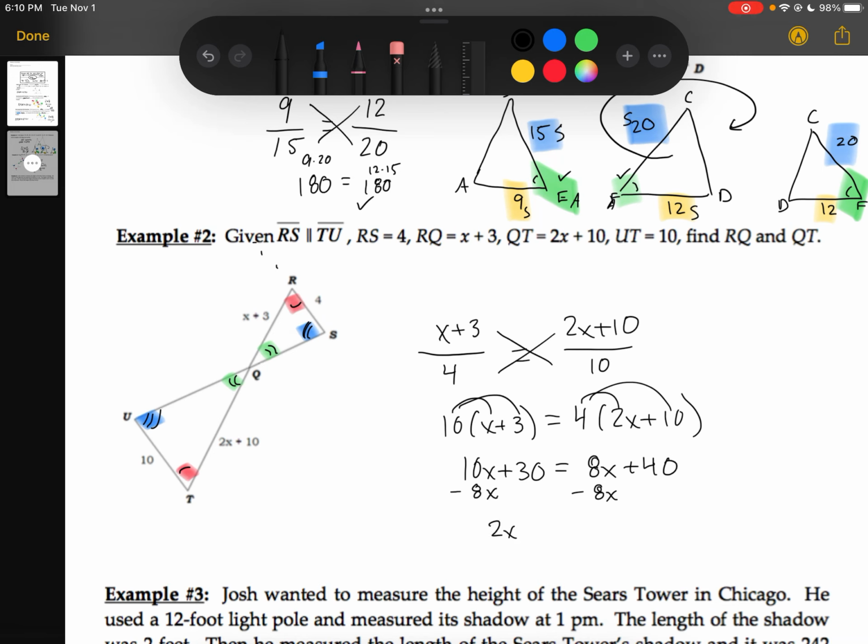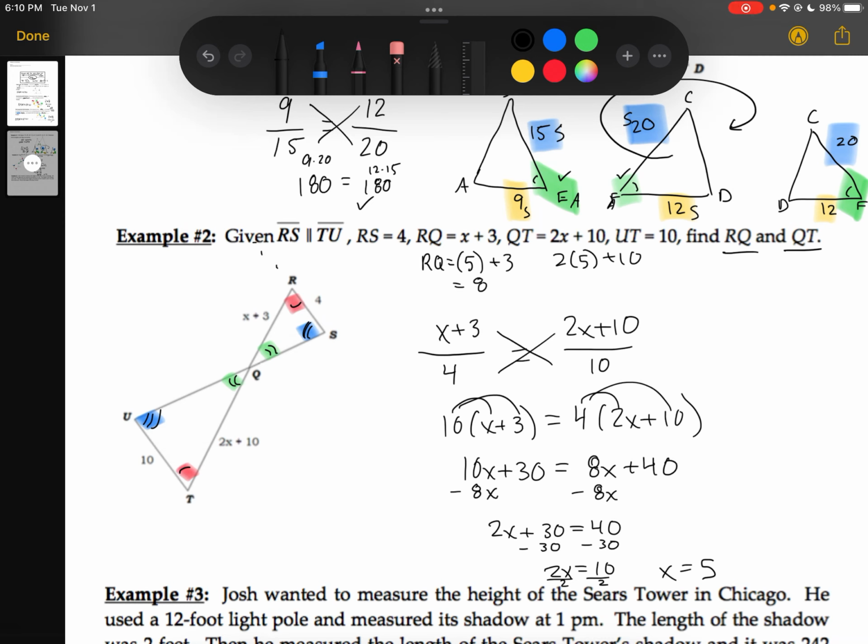So distribute for both of these. And when we move some of our terms around, subtract on both sides. Subtract on both sides again. And then divide and divide, we'll end up with an answer of x equals 5. So in this case, x equals 5 helps us out. They want RQ and QT. RQ is x plus 3, so we know that RQ is equal to x, which we solved for, is 5.